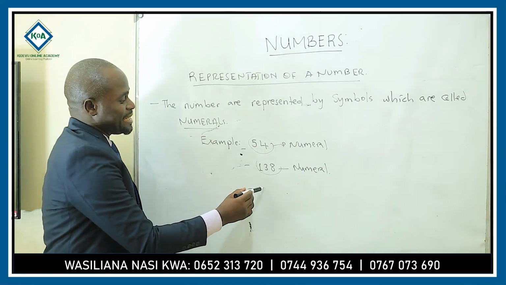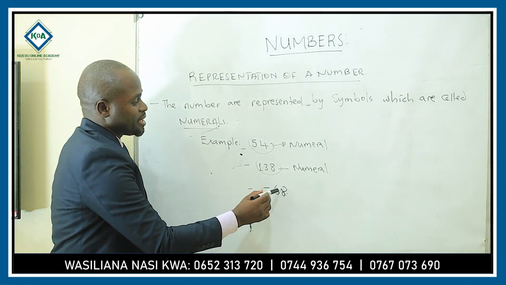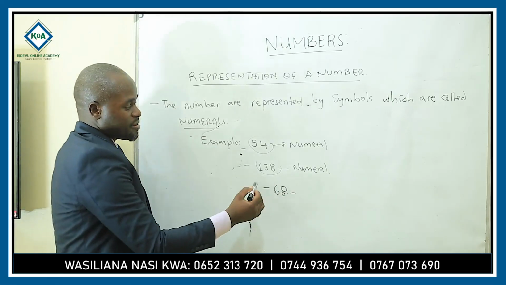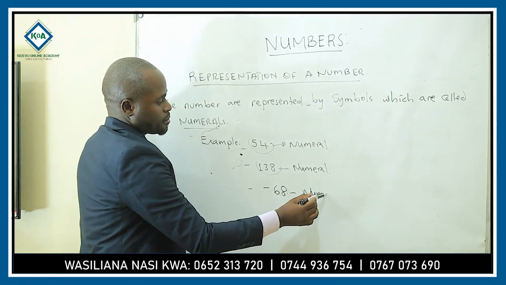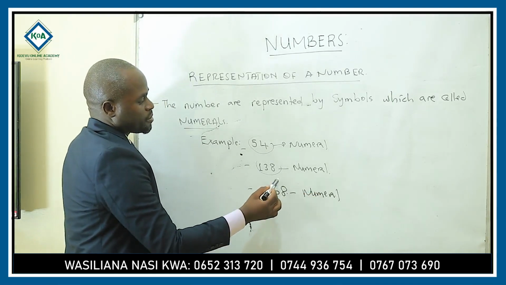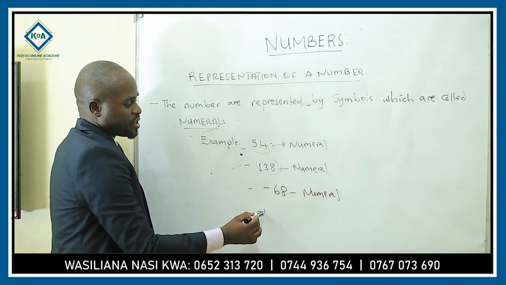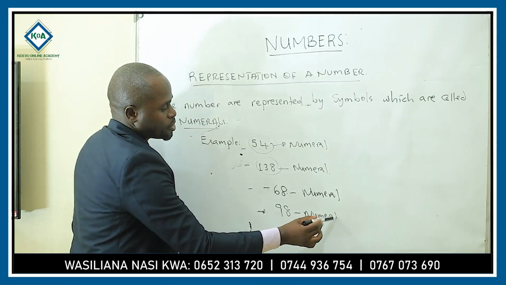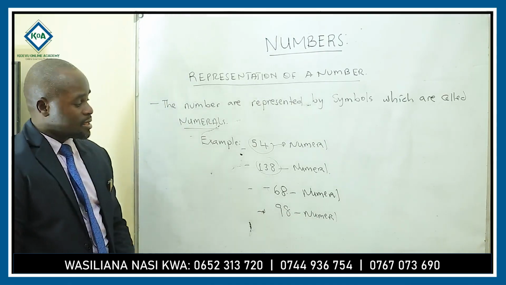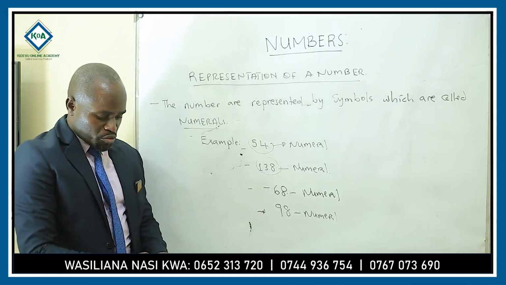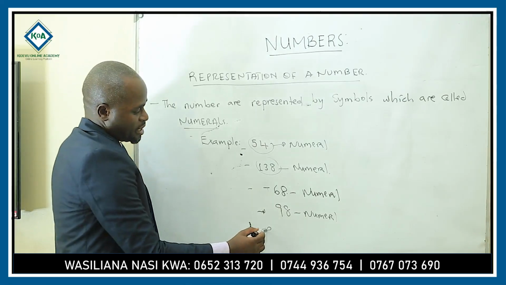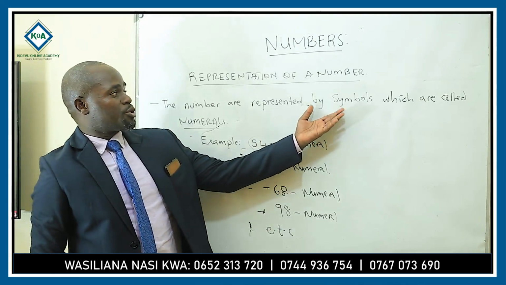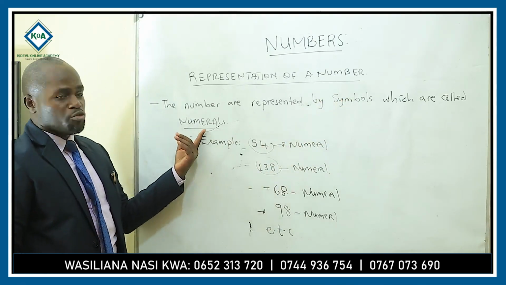Or we have maybe negative 68. So negative 68, this is a number which is represented by this numeral. So this is numeral, this is numeral, this is numeral. If you write maybe 98, also this is numeral. So a number 98 is represented by this figure, which is a numeral. We have so many examples of numbers. So numbers are always represented by a special symbol which are called the numerals.